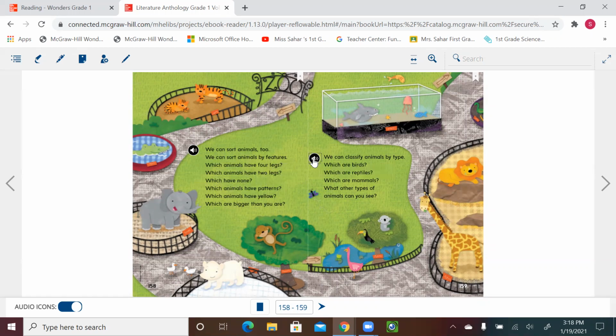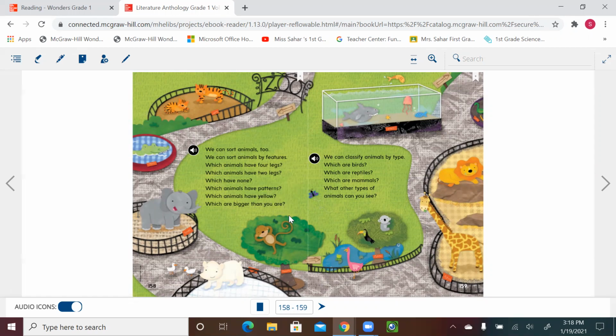color, pattern. We can classify animals by type. Which are birds? Which are reptiles? Which are mammals? What other types of animals can you see? So over here, when we say which animals in the illustration, we can see birds, so we see parrots, flamingo, ducks, or animals that are mammals, so we see tigers, elephant, monkey, koala, giraffe, lion.